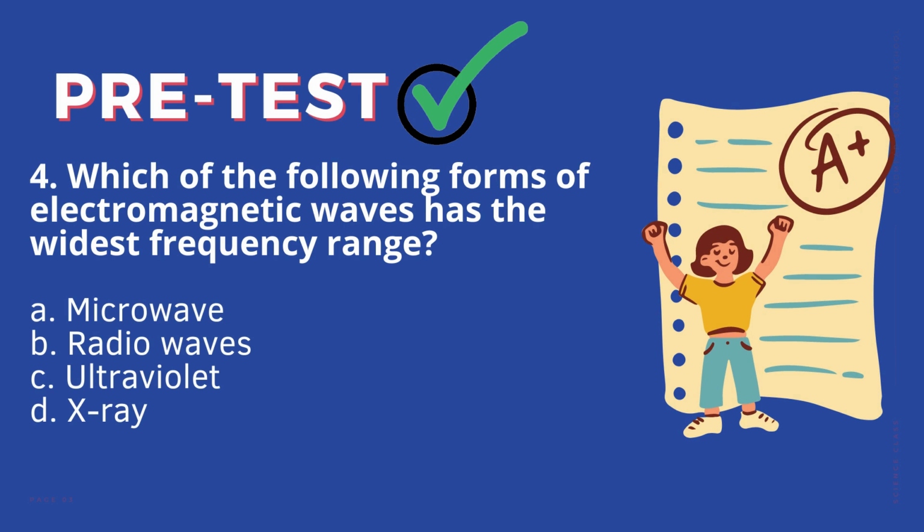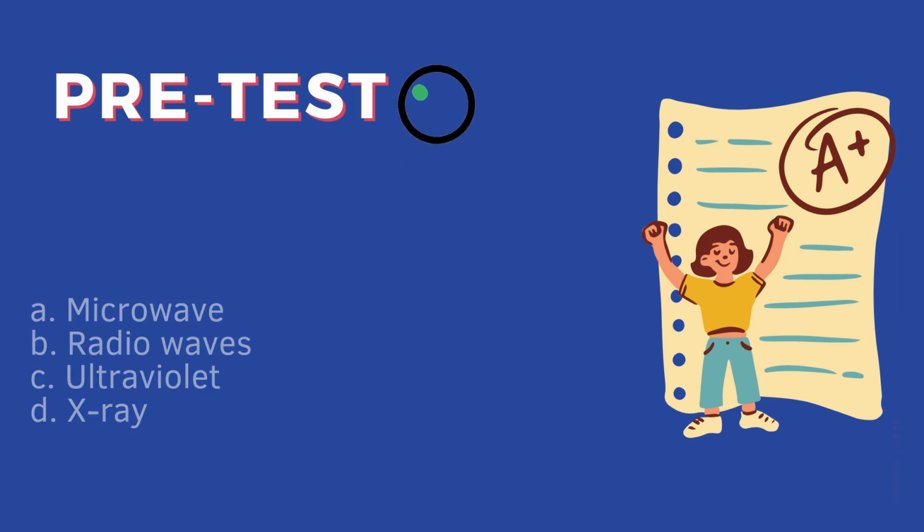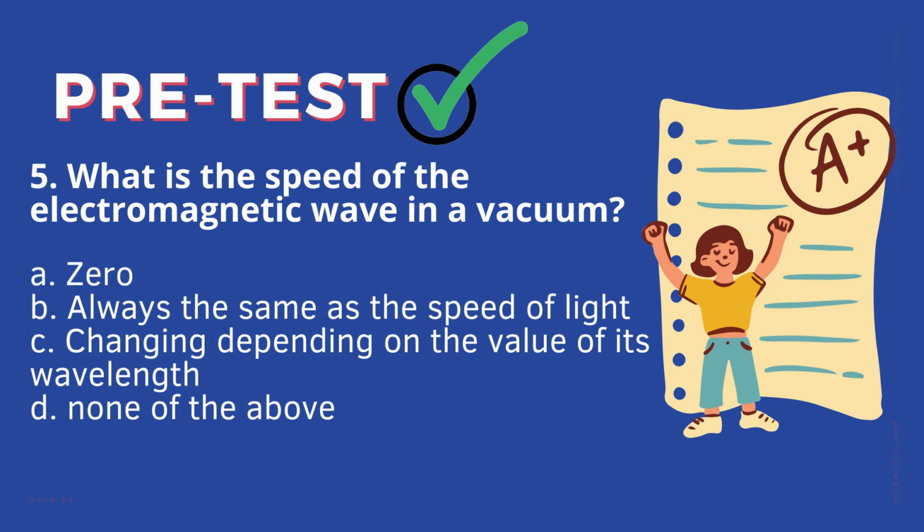4. Which of the following forms of electromagnetic waves has the widest frequency range? A. Microwave. B. Radio waves. C. Ultraviolet. D. X-ray. 5. What is the speed of electromagnetic wave in a vacuum? A. 0. B. Always the same as the speed of light. C. Changing depending on the value of its wavelength. D. None of the above.